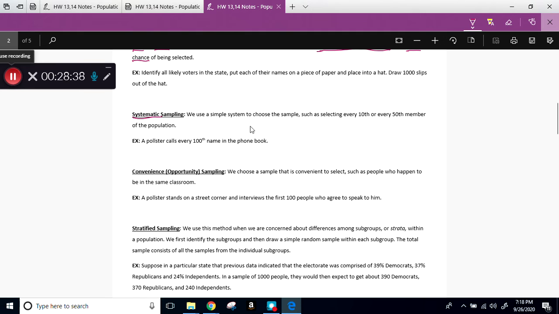We use a simple system to choose the sample, such as selecting every 10th or every 50th member of the population. So it says a pollster calls every 100th name in a phone book. So they have names listed. So they go through every 100th one. They'll circle, oh, that's 100. Now start over. 1, 2, 3, 4, 5, 6, 7, 8, all the way up to 100. Okay.